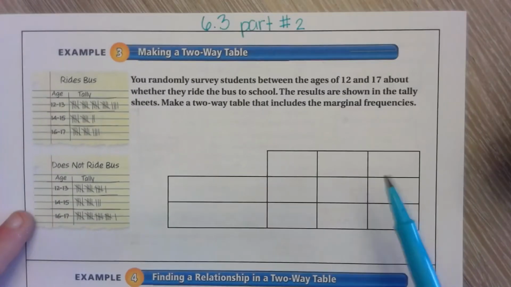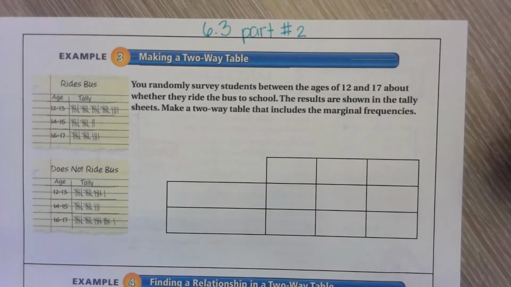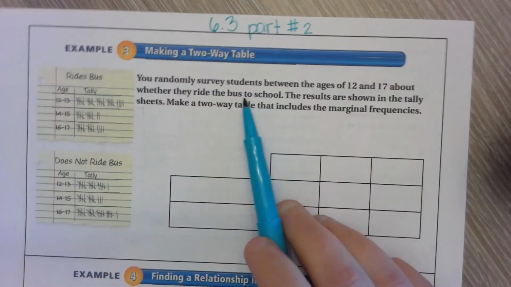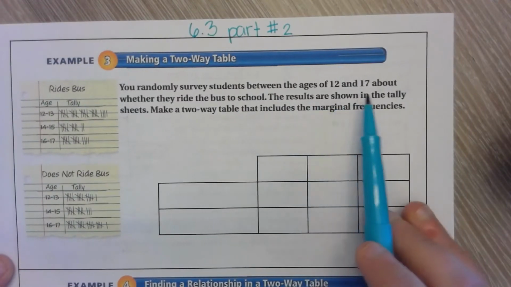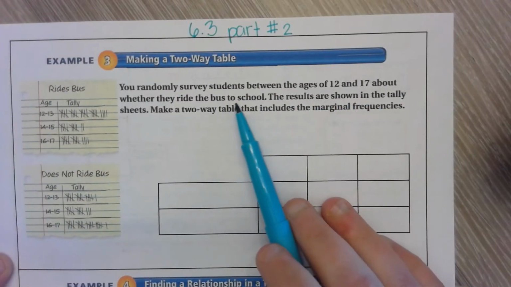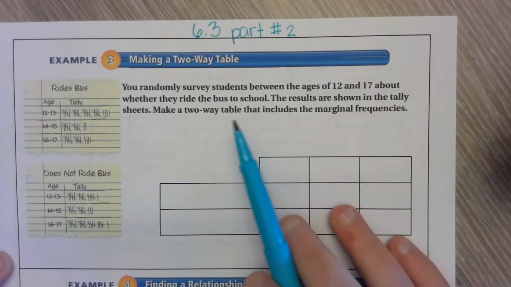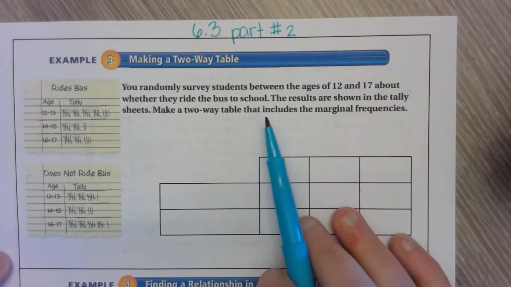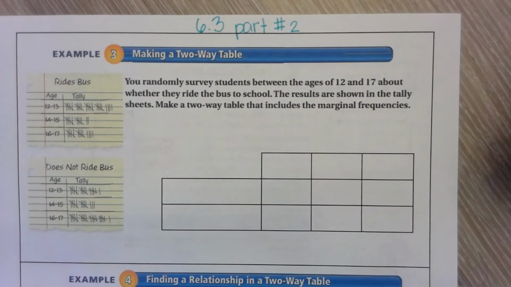Okay, so we are going to now create a two-way table. Yesterday you guys just read them and interpreted them. Now we're actually going to create them. It says you randomly survey students between the ages of 12 and 17 about whether they ride the bus to school. The results are shown in the tally sheets. Make a two-way table that includes the marginal frequencies.